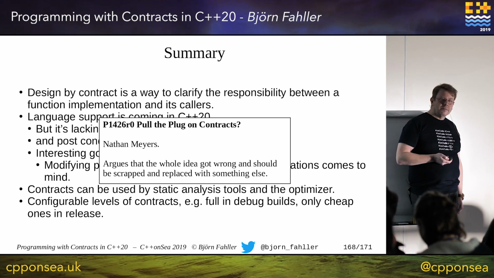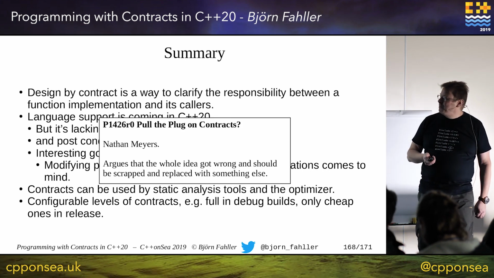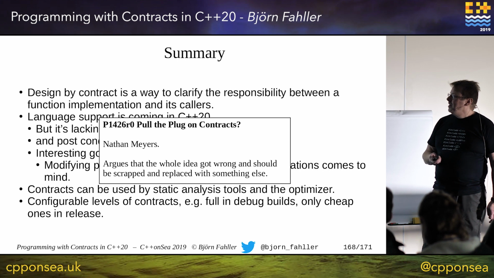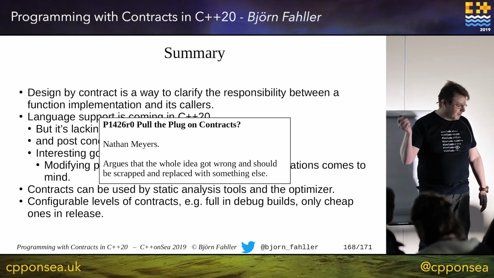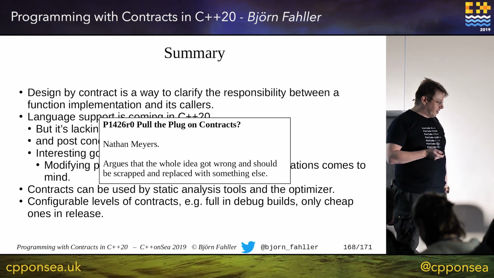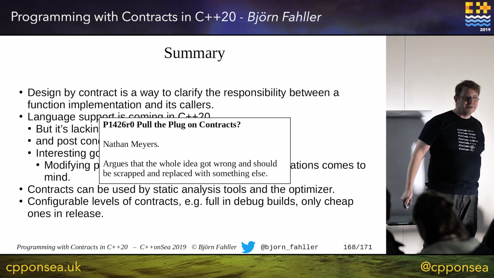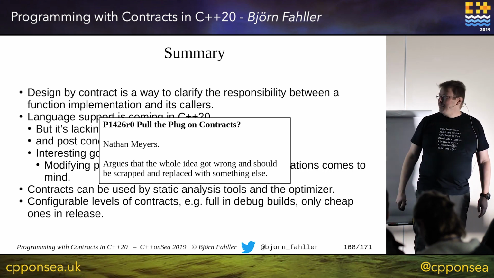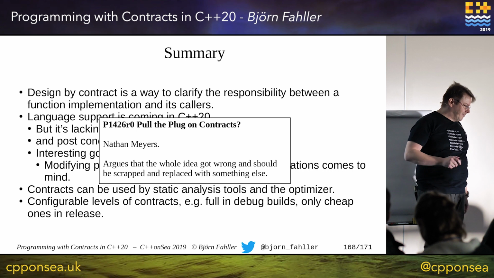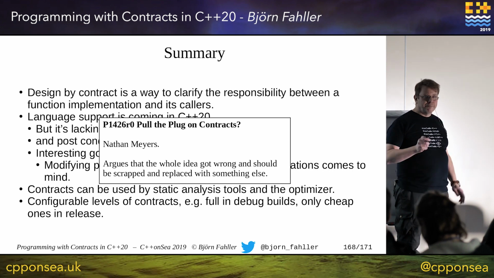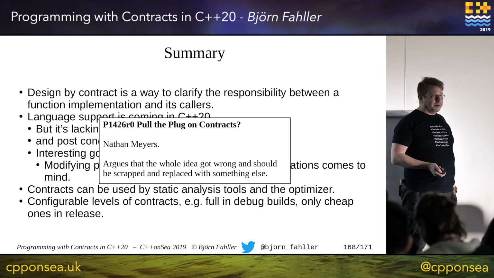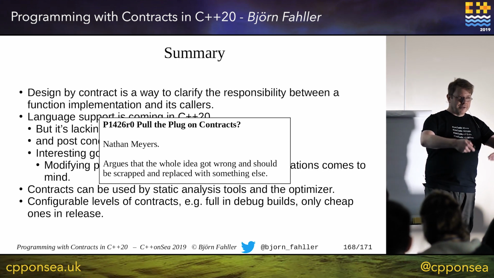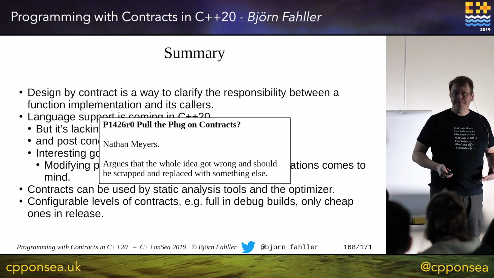And I should say that this paper exists. P1426, Pull the Plug on Contracts. Nathan Myers argues that maybe we got this idea completely wrong and we should just scrap it and start all over. I personally disagree very much with that. I think that there are problems here, there are issues, but they're not hopelessly wrong, and we can evolve this in future standards. That is my take.